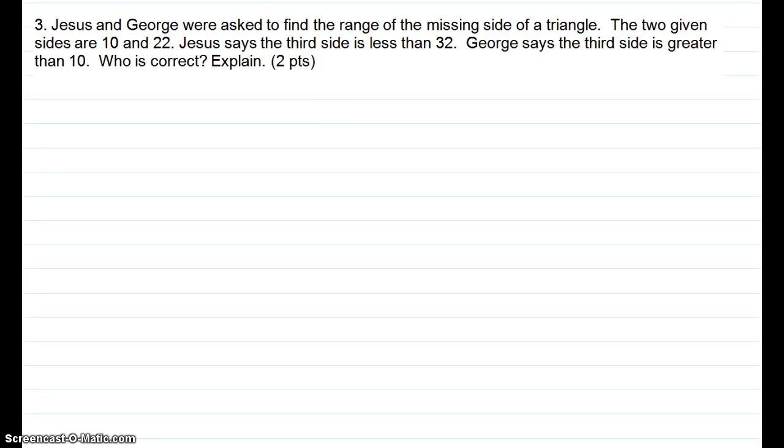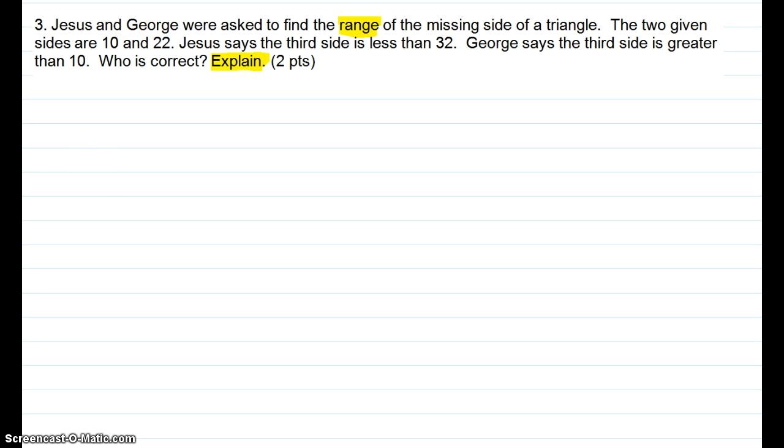Alright, let's take a look at number 3. Jesus and George were asked to find the range, that's a key word for us, of the missing side of a triangle. The two given sides are 10 and 22. Jesus says the third side is less than 32. George says the third side is greater than 10. Who is correct? Explain. We're going to have a sentence at least for our answer.